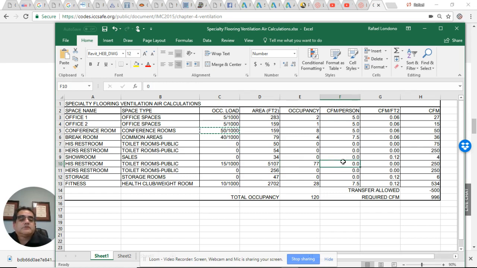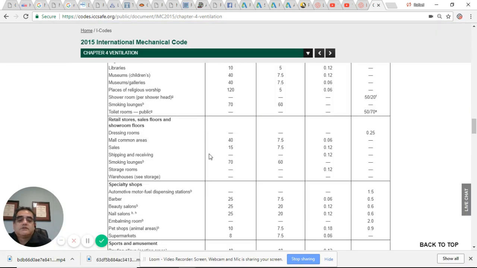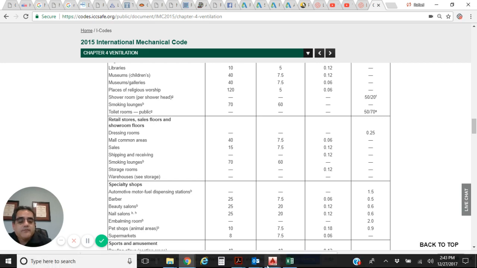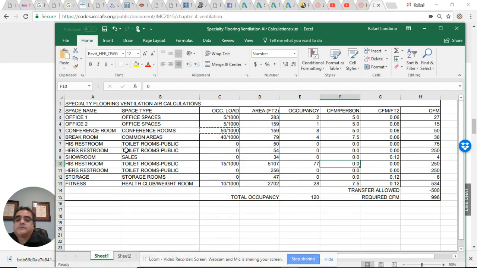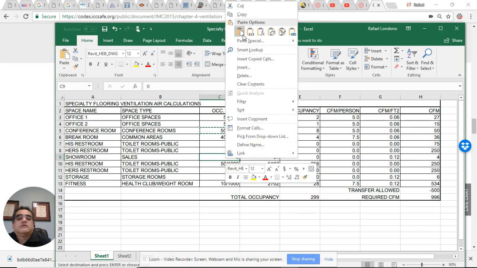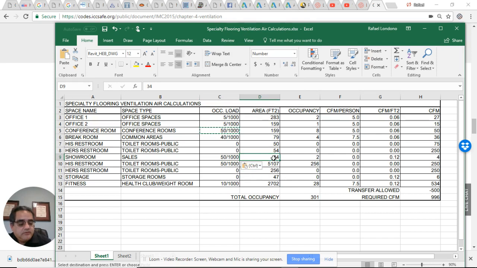How many CFM per person? Let's go back to the table here. In a sales area, 7.5 CFM per person, and let's just get the 0.12 also while we're here. 7.5 CFM per person and 0.12 CFM per square foot. So showroom, where are we? Sales. Ooh, you know what? We put this in the wrong place. We put that in that restroom. We're actually here. And this is 5107. We're going to discard this restrooms in a minute, so no worries.